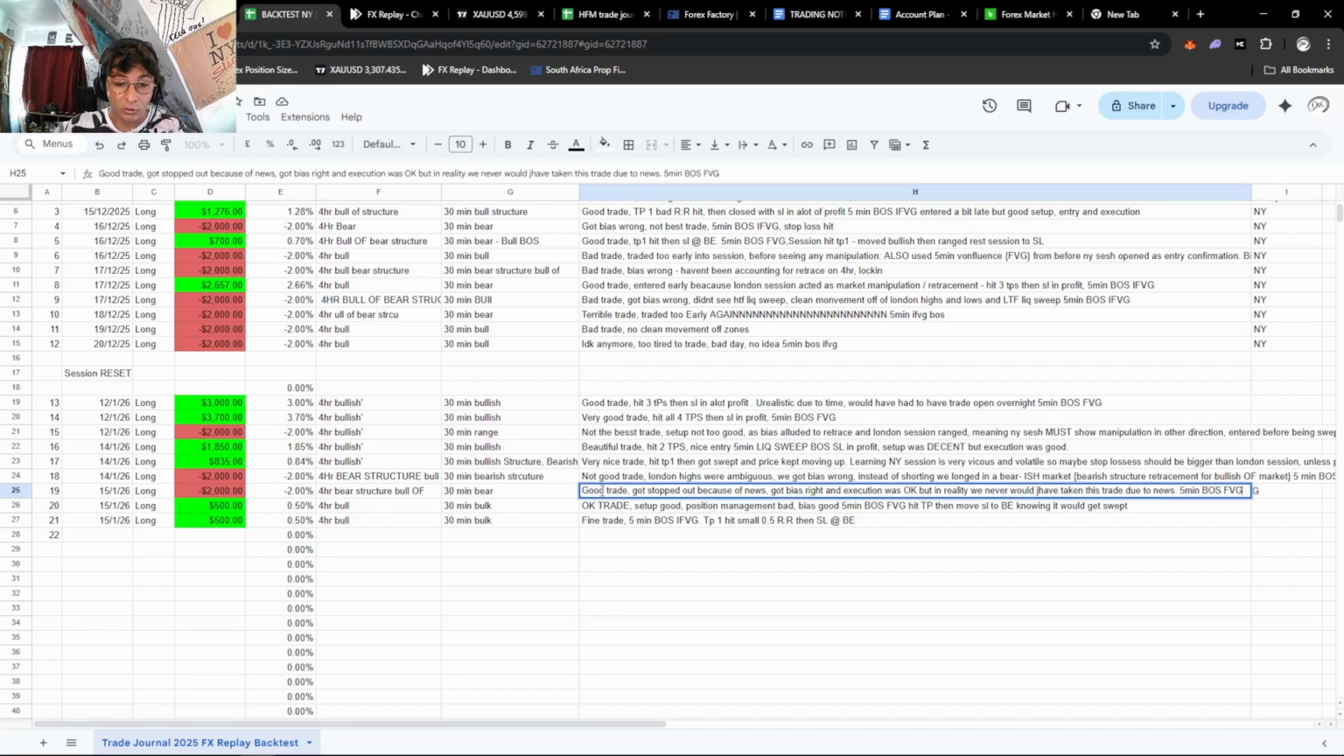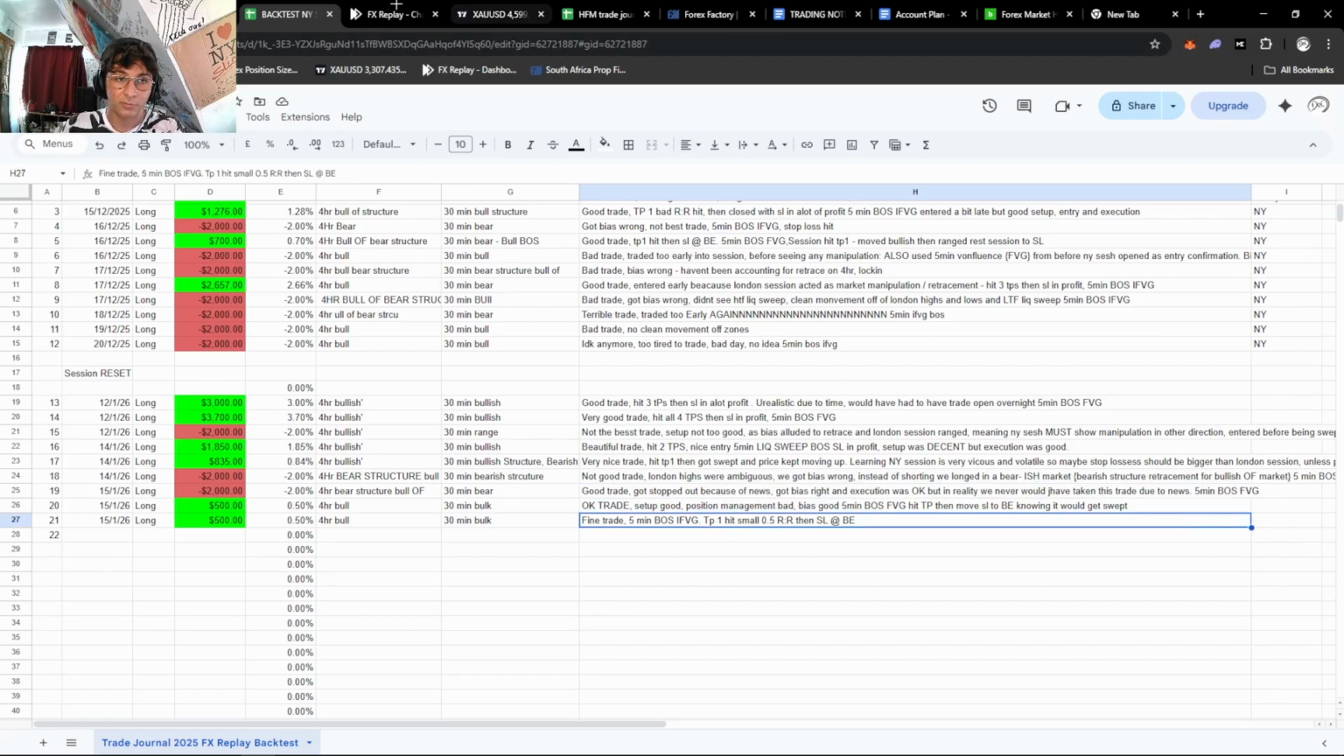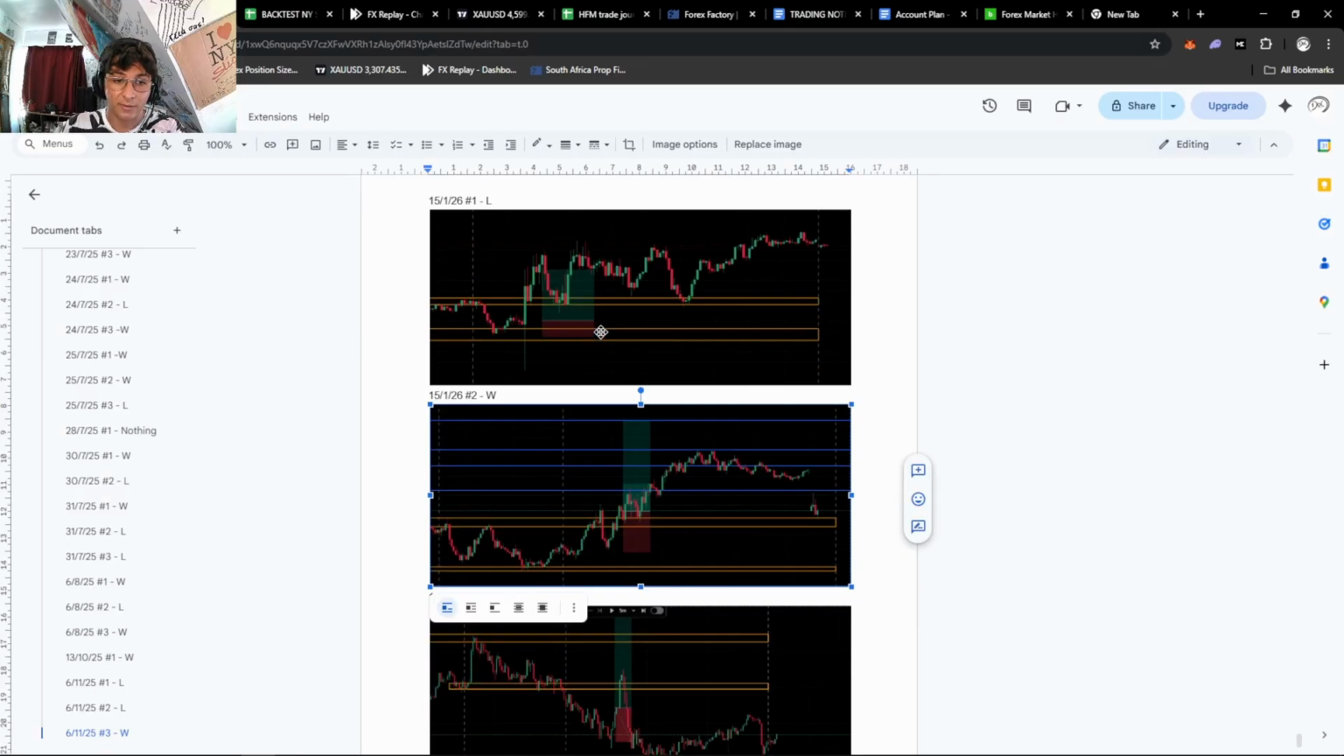I said this was a good trade. We only got stopped out because of news. We got our bias right and the execution was good, but in reality we would never have taken this trade due to news. We entered on a 5-minute break of structure and an inverse fair value gap, and as you can see here is the first trade.